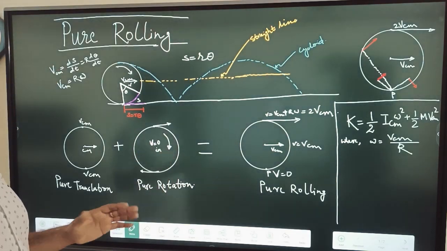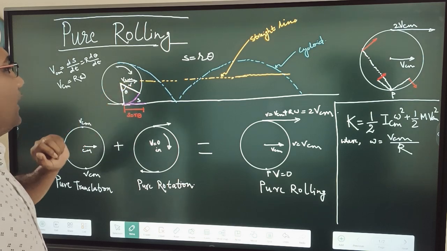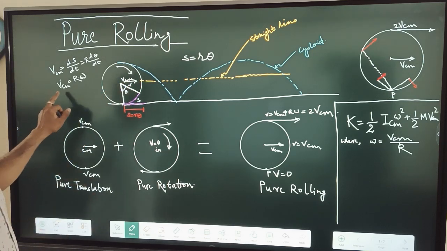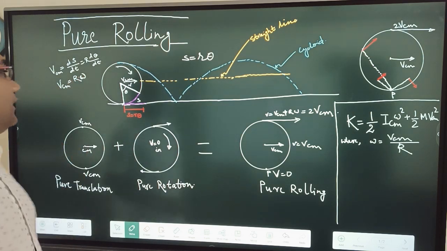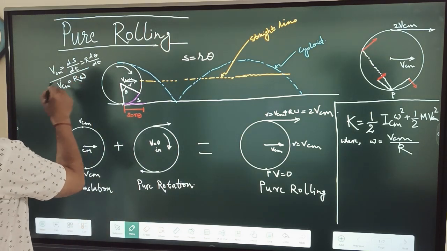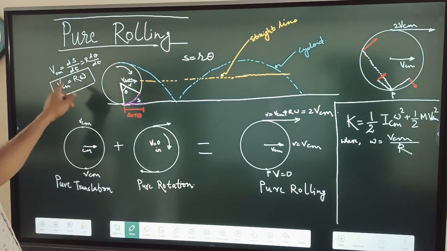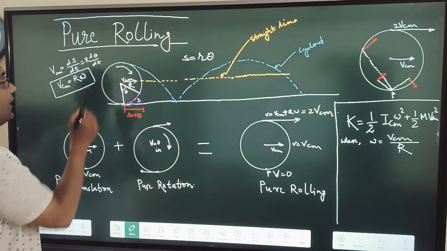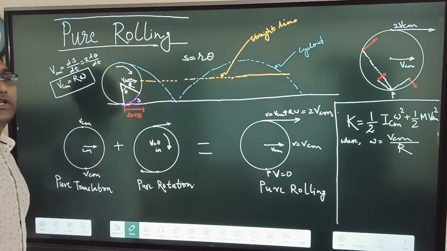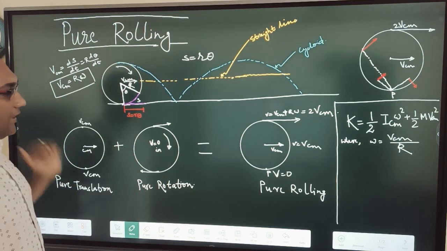There is a relationship between V_CM and omega. That relationship is V_CM equals R times omega when there is no slipping. This equation exists, where R is the radius of this disc and omega is the angular speed of this disc. So this exists when there is no slipping.